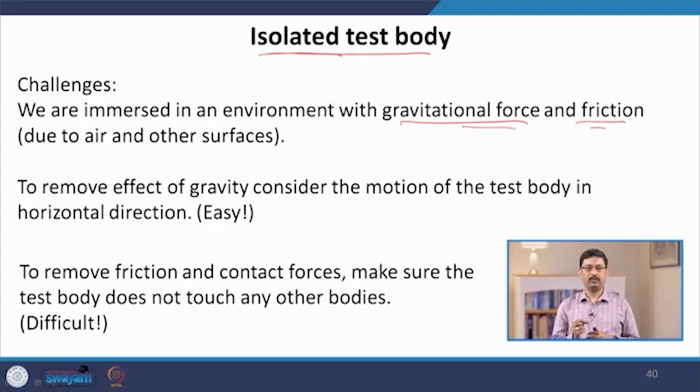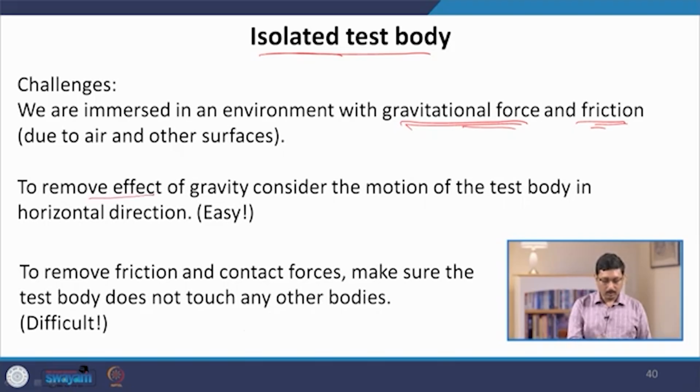So, that means you have to consider a situation where you must remove the gravitational force as well as friction. Now, how to do that? Here is a beautiful point: the first one, removing or switching off gravity, is actually easy. This is a beautiful illustration of the concept that force is a vector.